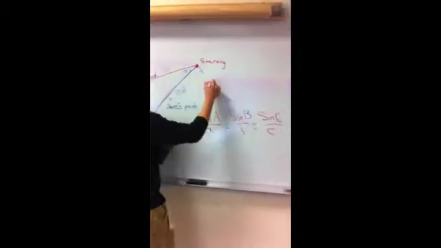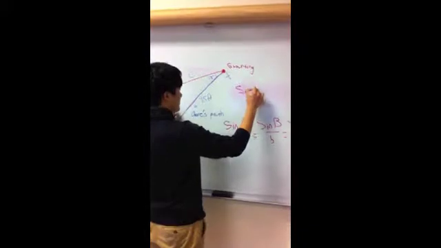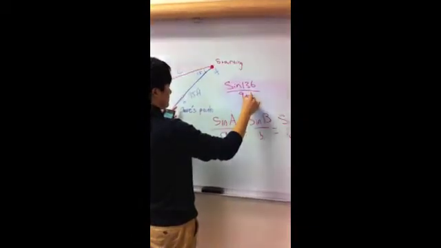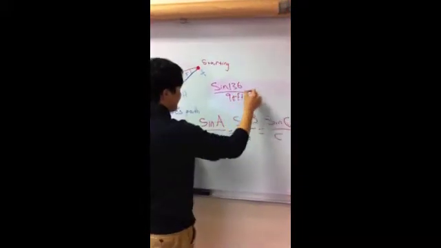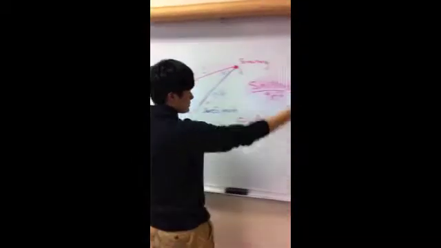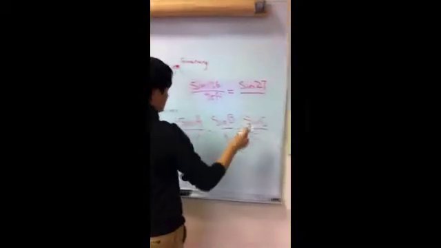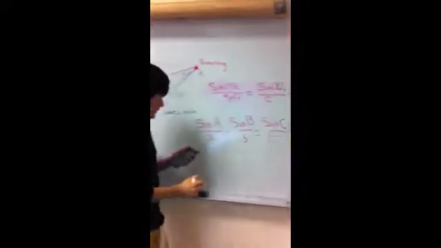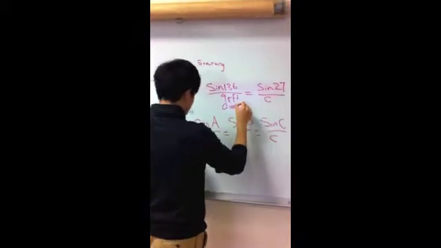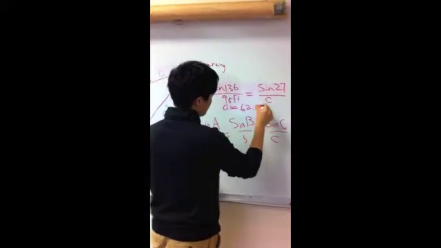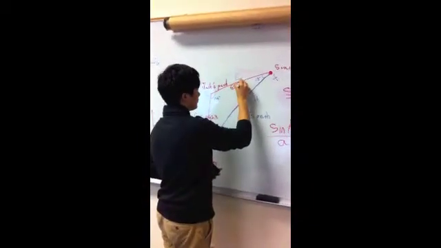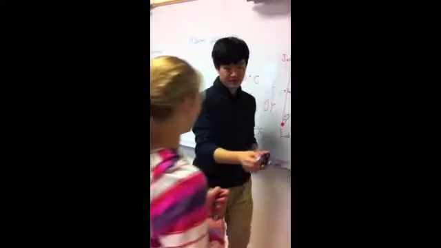Using this equation again, we get sine 136 over 95 feet equals sine 27 degrees over C. And using my friend, the calculator, we get C equals 62.09 feet. Very good, Jack. You can sit back down.